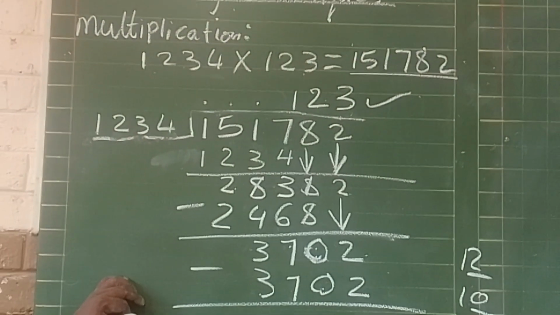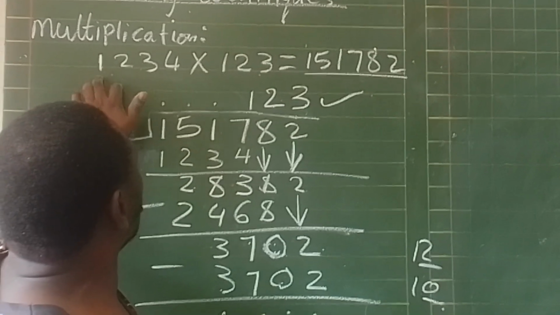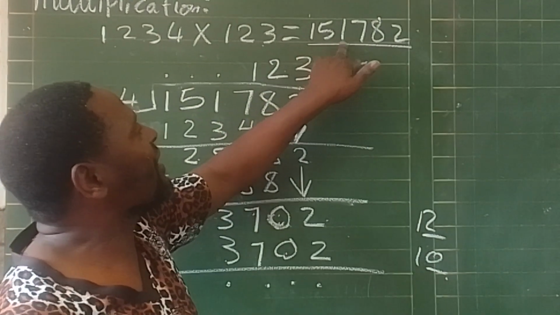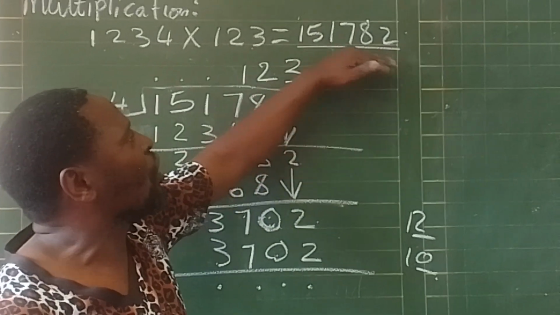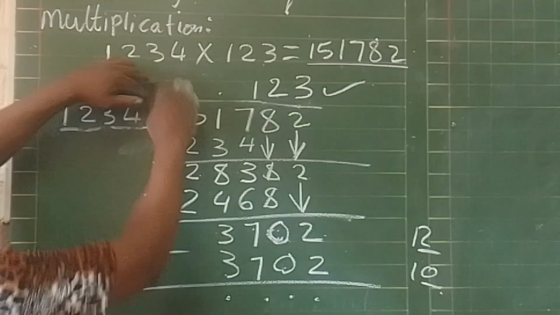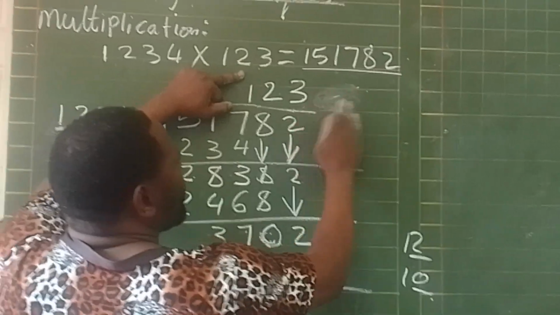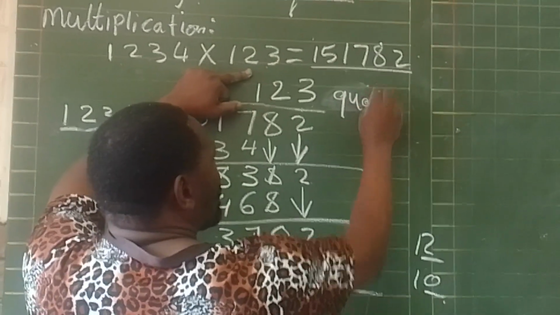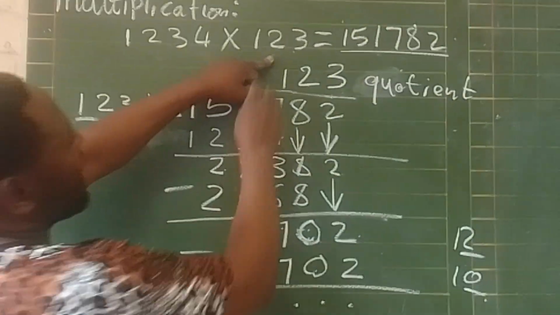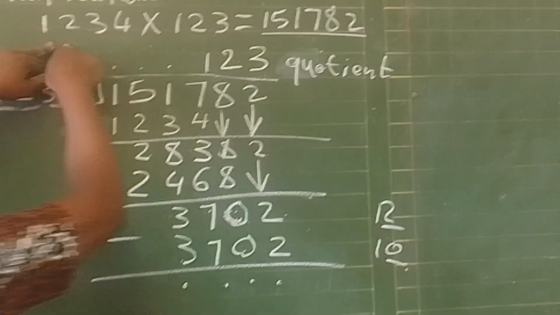What does this tell us? When you take the product of 1234, you multiply it by 123. You get 151,782. When you take that product, you divide by this one, you must get this one. You see? So this is our quotient. It's the same as this one. Our quotient is the same as this one. So when you take this one, divide this one by this one, you get that one.